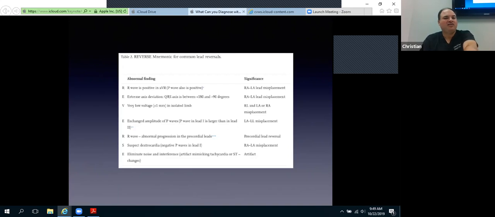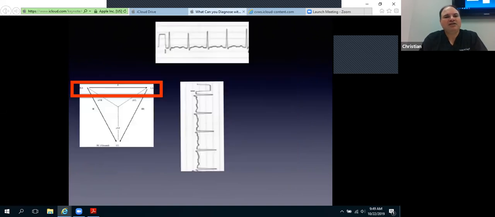This is not a mnemonic that I memorized at all, because I just learned how to read them, and so I don't need the mnemonic. I can see the pattern and go, okay, this is what's wrong. So let's talk about this, right?